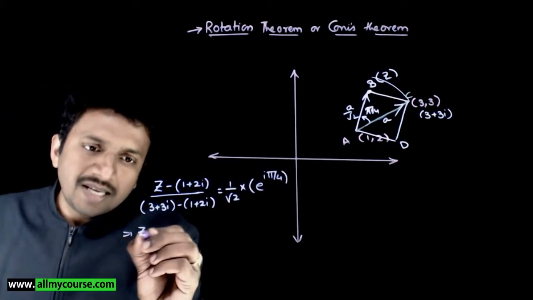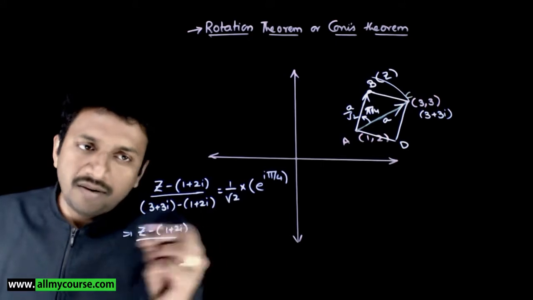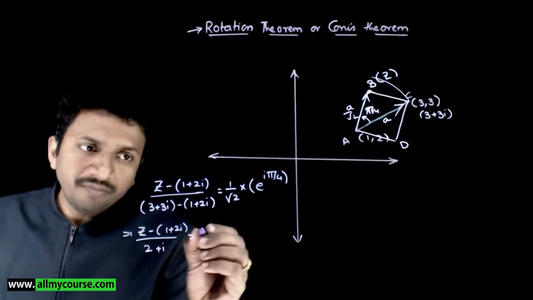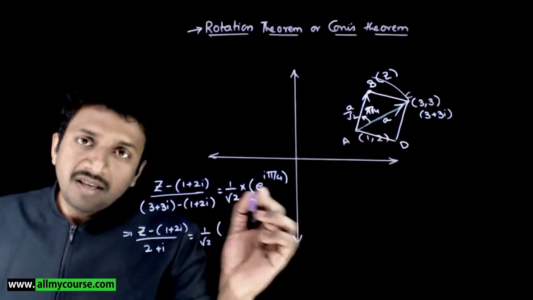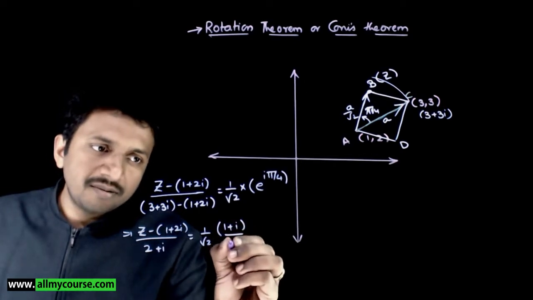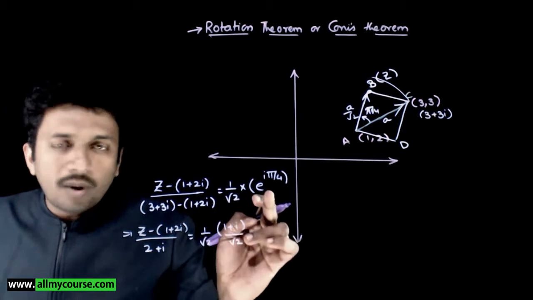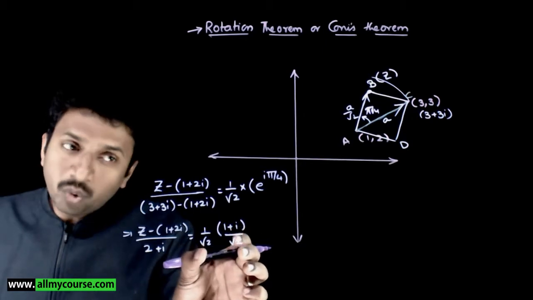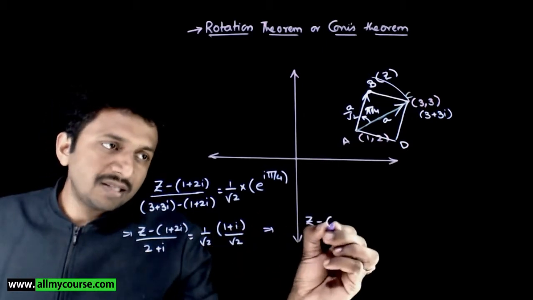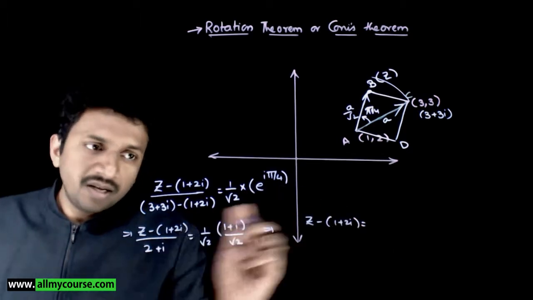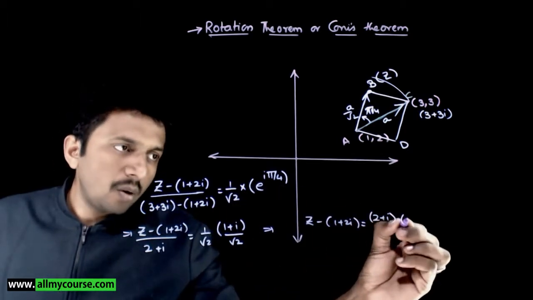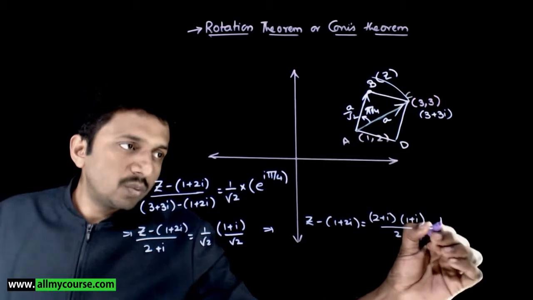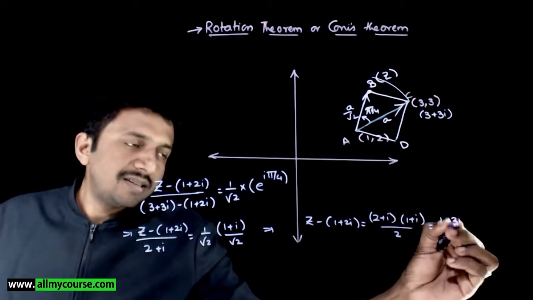So this implies z minus (1 plus 2i) divided by 3 minus 1 is 2, 3i minus 2i is i, is equal to 1 by root 2 times e power i pi by 4, which is (1 plus i) by root 2. So root 2 and root 2 get multiplied to give you 2. So this implies z minus (1 plus 2i) is equal to (2 plus i) times (1 plus i) by 2. That is equal to 2 minus 1 is 1, 2i plus i is 3i, by 2.